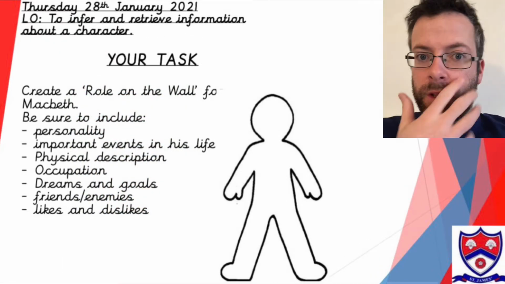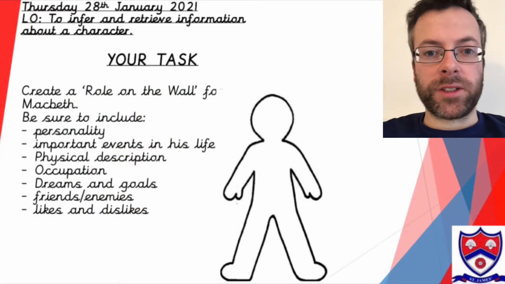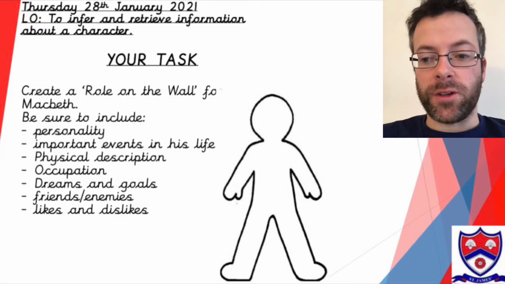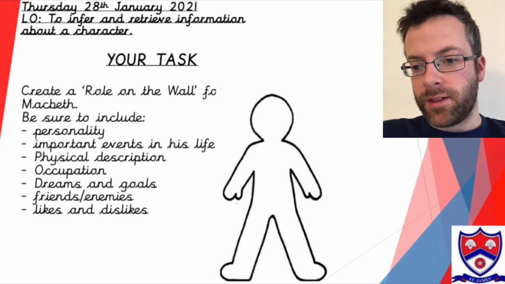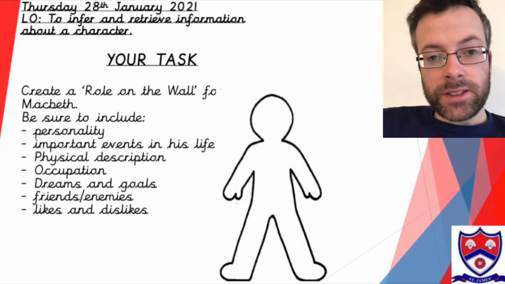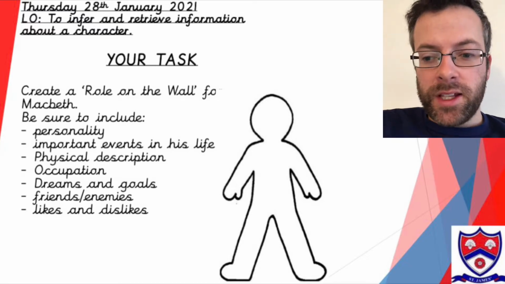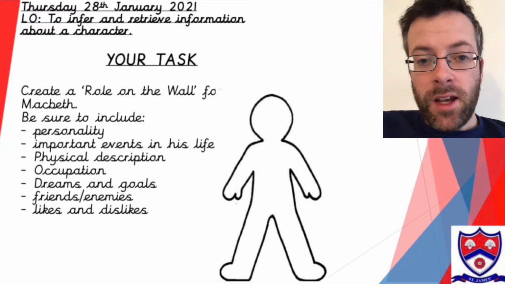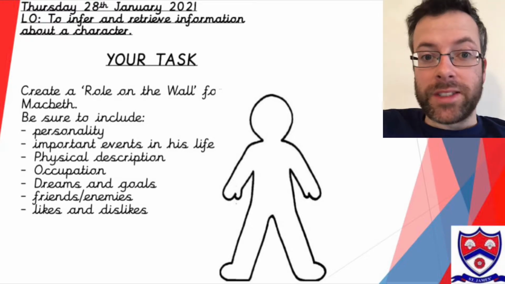You're going to be doing a roll on the wall, and I'm going to show you an example of how to do that in a little bit. Things that I'm looking for you to include are: tell me about the personality of Macbeth, important events in his life, his physical description, some of the dreams and goals that he has, some of his friends, some of his enemies, and some of his likes and dislikes.